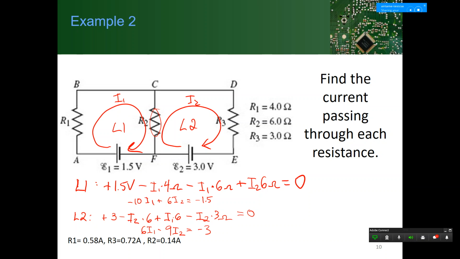All right. Now I can solve this easily using algebra, 2 equations, 2 unknowns, right? But I could also solve this using a matrix. So minus 10, 6, minus 1.5, and 6, minus 9, and minus 3. You guys know how to solve that? Okay, do it. Solve it. Tell me what my current is. Tell me what I1 is and what I2 is. You can solve it classically, or you can solve it using your matrix.